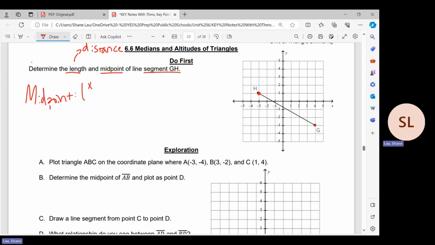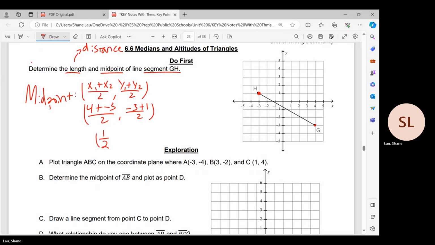Midpoint, of course, is x1 plus x2 divided by 2, y1 plus y2 over 2. We're going to take the x values and add them. So G has an x value of 4. 4 plus -3 for our H, divided by 2. y1 for G is going to be -3 plus our y2 for H is going to be 1, divided by 2. And then we are just going to add and divide.